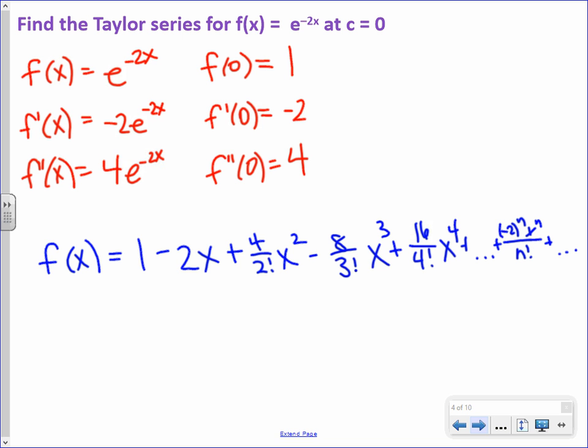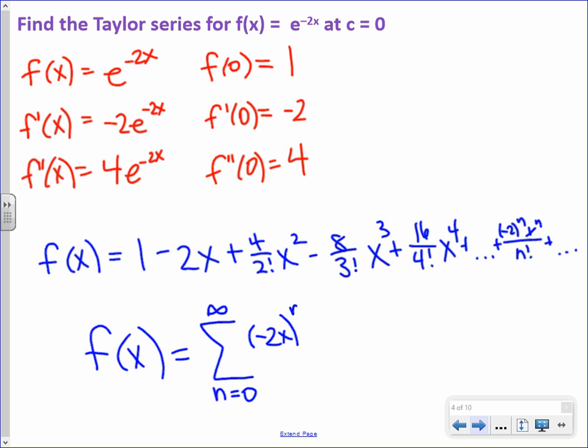So this is what we're going to do. F of x is the sum from n equals 0 to infinity of negative 2x to the n power over n factorial. Bam, there's our Taylor series. Are you okay with me putting negative 2 and x together? Because they both have the power of n.